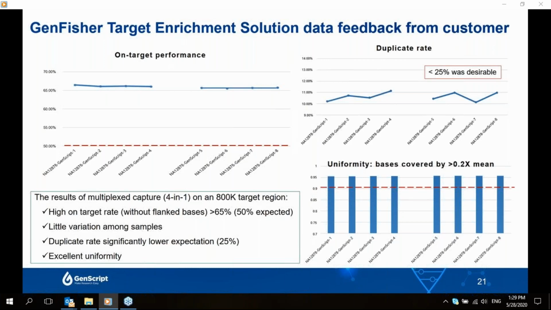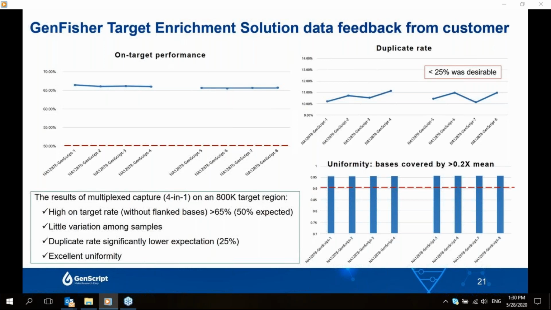The top right corner shows the duplicate rate metric, which tracks how many reads in the sequencing are duplicates of each other. Those won't be informational in terms of mutation calling and subsequent steps. Usually the lower the duplicate rate, the better the capture pool is, so it measures the probe quality and uniformity.